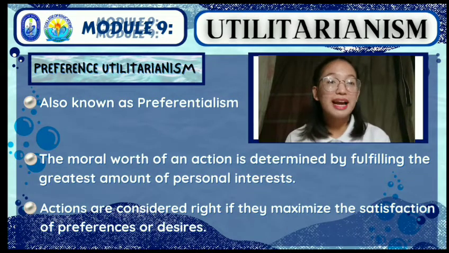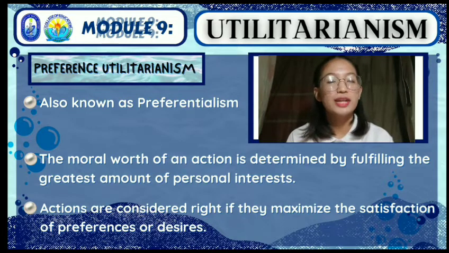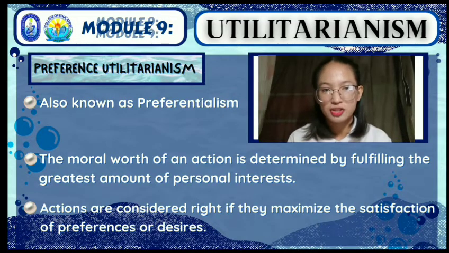The seventh kind of utilitarianism is called preference utilitarianism, also known as preferentialism. According to preference utilitarianism, the moral worth of an action is determined not by fulfilling the greatest pleasure for the greatest number of people, but by fulfilling the greatest amount of personal interests. Hence, the moral worth of an action is based on the concept of utility, which is defined as individual preference, because it is subjective in nature and varies from one person to another.